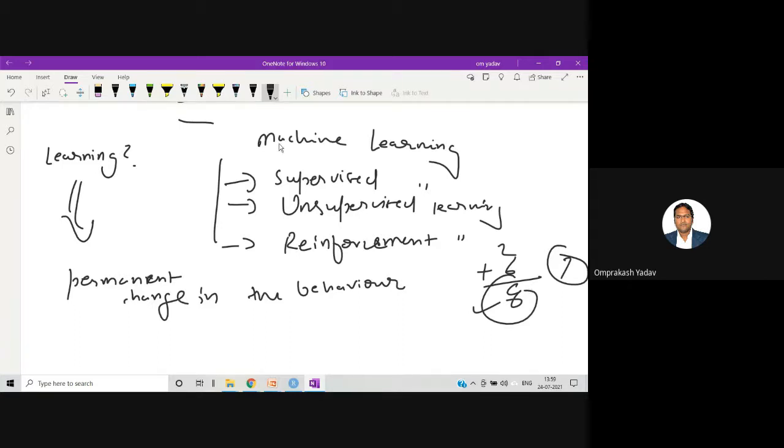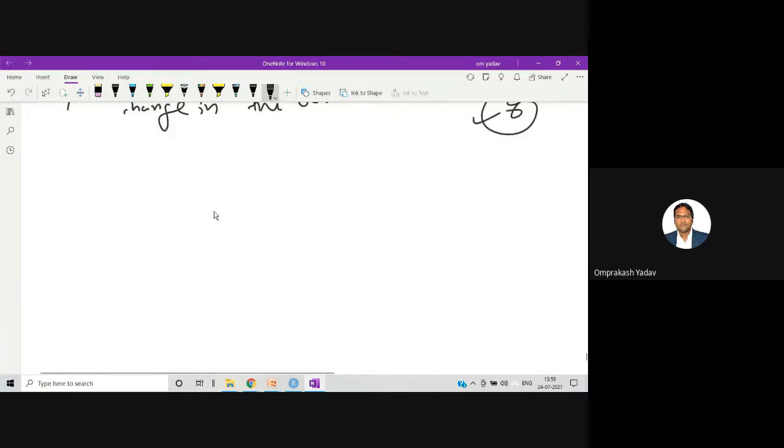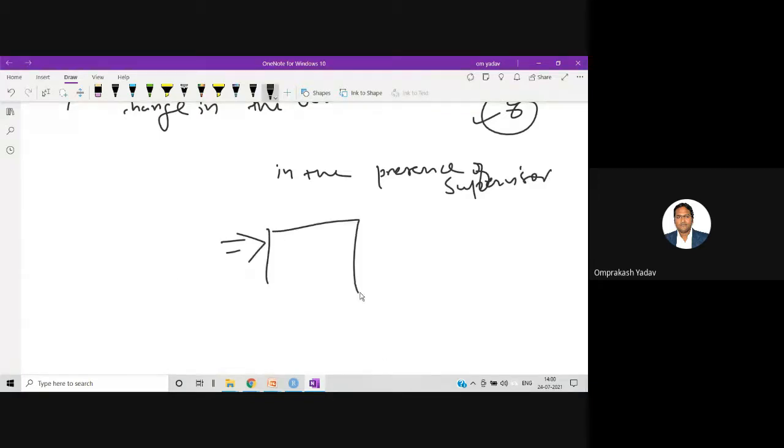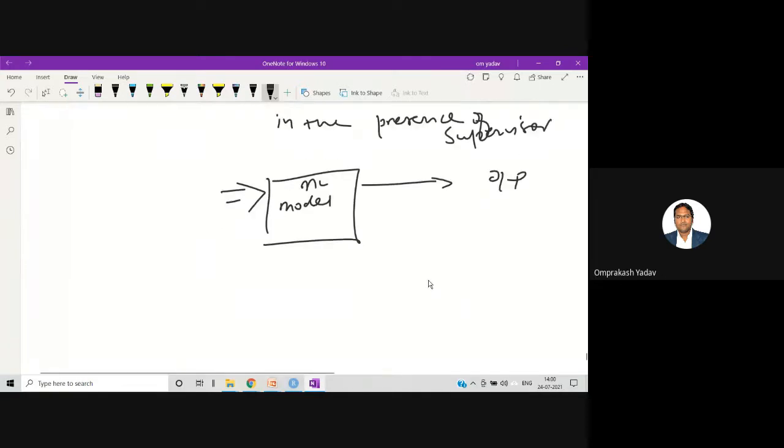So the first type is supervised learning. In supervised learning, the learning takes place in the presence of a supervisor. Remember this, in the presence of a supervisor. For example, suppose we have the data, and we give it to a model. This will be some ML model, and then we get the output. Once we get the output, we try to find out whether this output is the desired one or not.